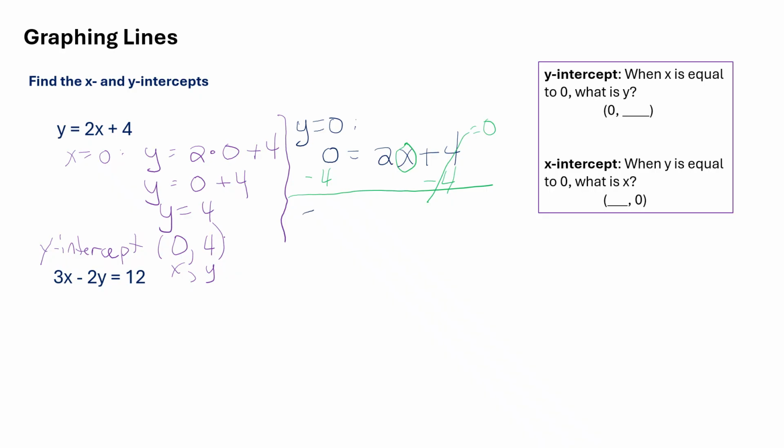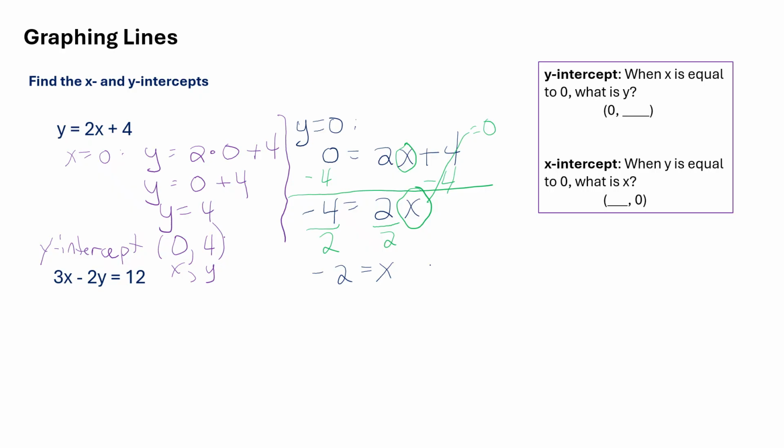On the other side, I've got negative 4 is equal to 2 times x. So again, I want to get x by itself. 2 is multiplying, so I'm going to have to divide. When I do negative 4 divided by negative 2, be careful with your rules of positives and negatives. We get negative 2 is equal to x.